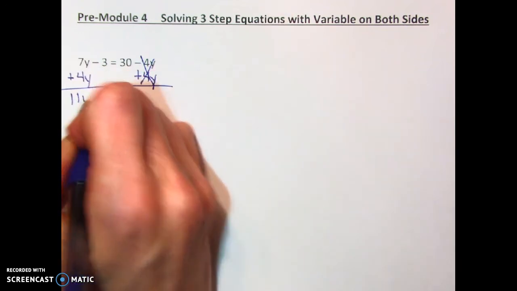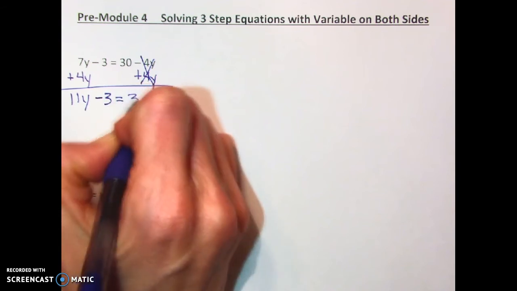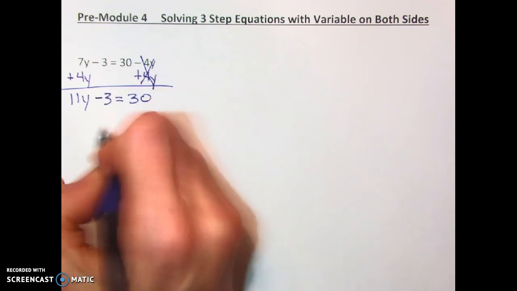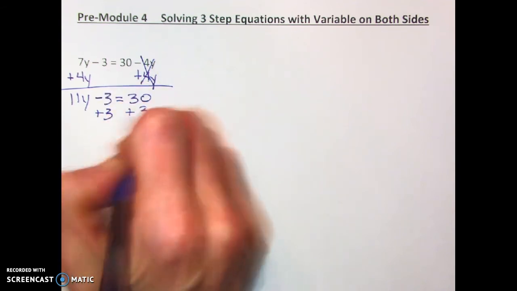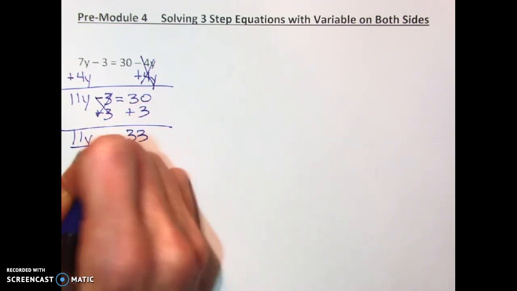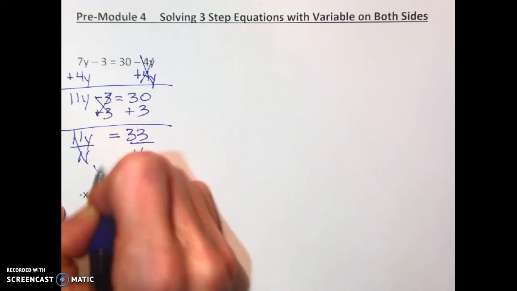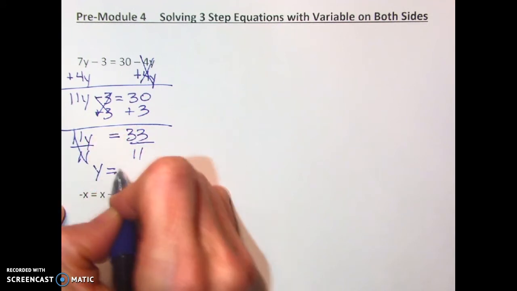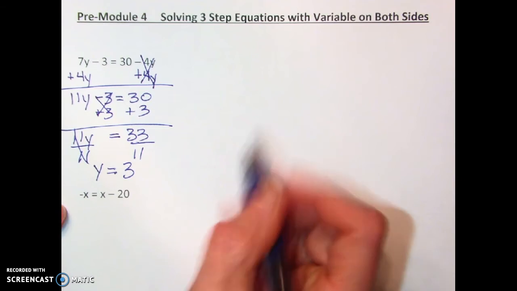Over here, we now have 11y minus 3 equals 30. Two-step problem, simple. Add the 3 because you have to get rid of what's added or subtracted first, and then divide by 11 because you have to get rid of what's multiplied or divided last. So our answer for y would be 3.